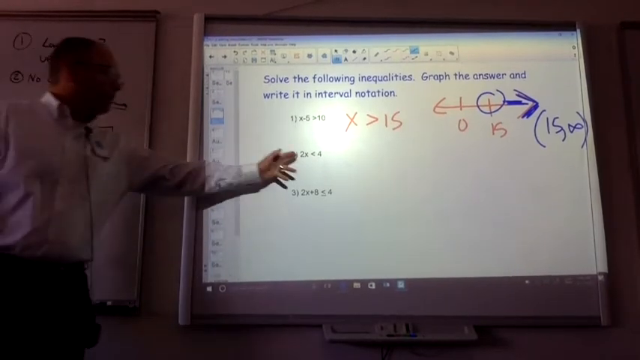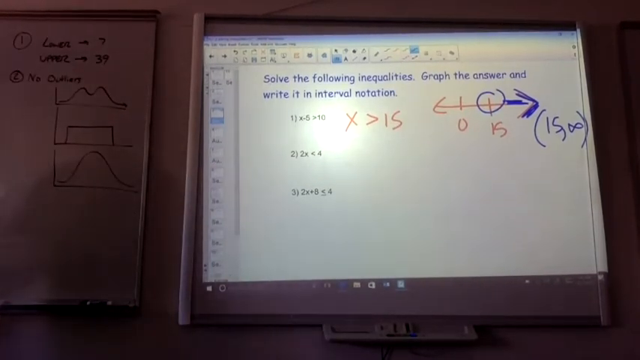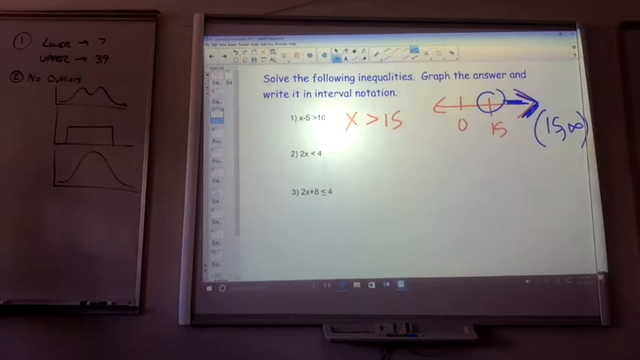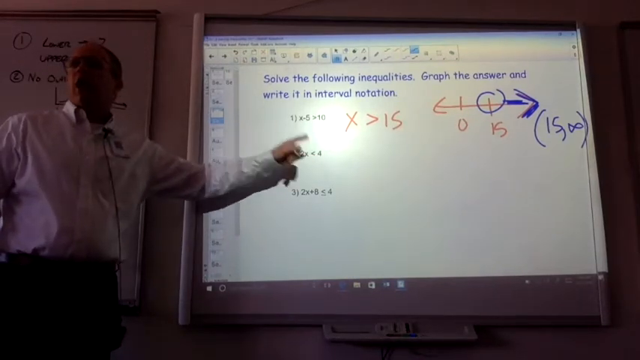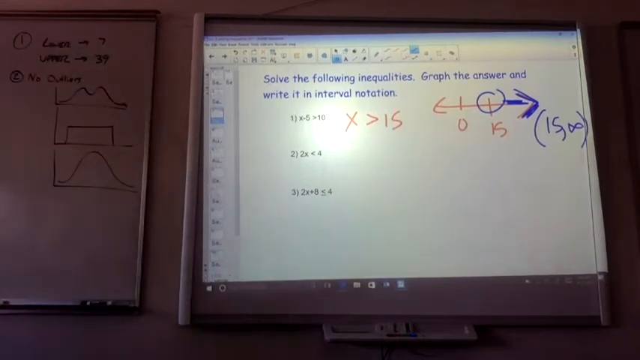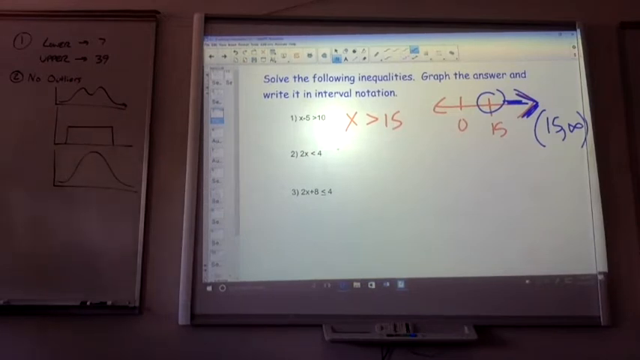Problem number two, what does it appear I should do to both sides to get x all by itself? Yeah, divide each side by 2. Does the sign flip if I divide by 2? No. So divide each side by 2, so our sign stays the same, so x is less than 2.